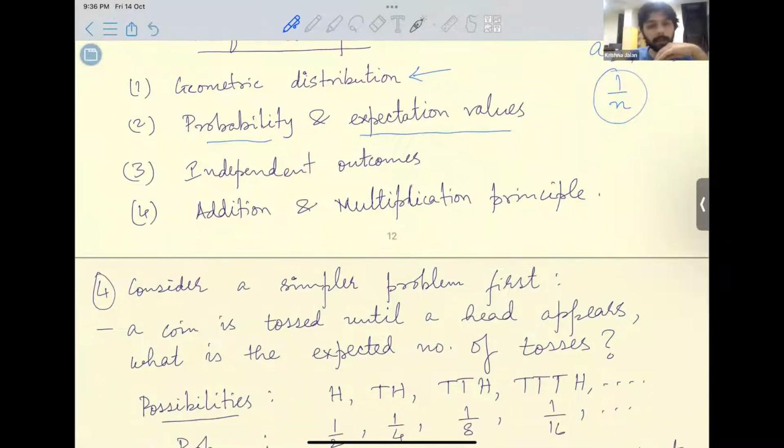So I think you have done the addition and multiplication principle, which says that when 2 things are mutually exclusive and when 2 things are independent and so on. So I need the meaning of an independent outcome. Okay, I'll explain what that is.